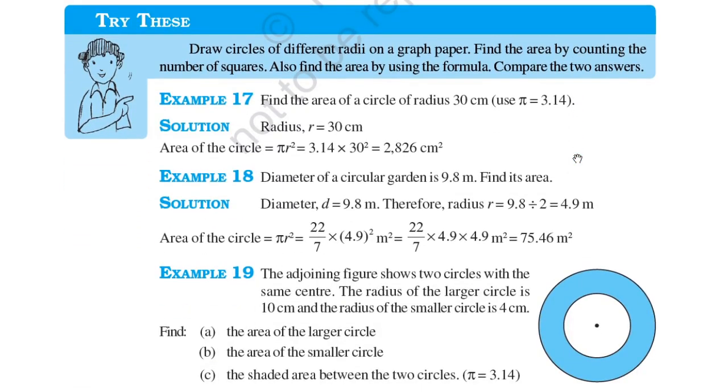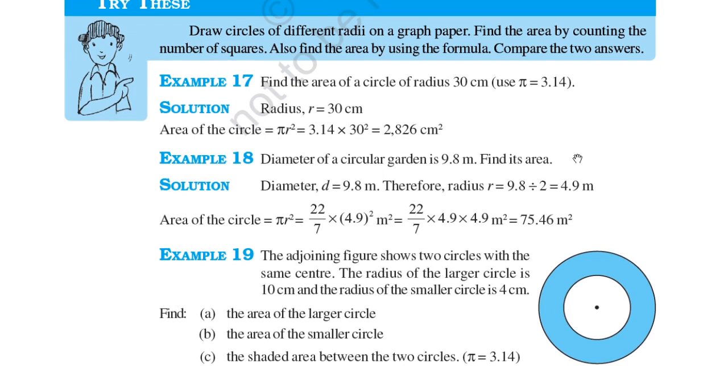Example 17. Find the area of a circle of radius 30 centimeter. Use pi is equal to 3.14. Radius r is equal to 30 centimeter. Area is equal to pi r square. So 30 square into 3.14 will give 2826 centimeter square.